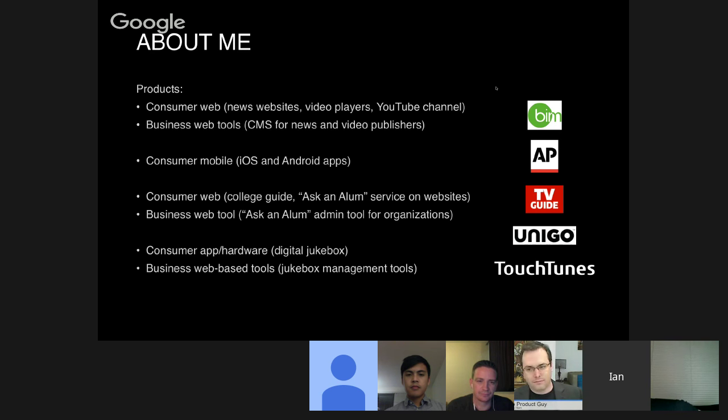So Broadcast Interactive and the Associated Press are the first two bullet points. I was working on consumer web, news websites, video players, and then the back end tools that support those front end experiences. At TV Guide, just consumer mobile, so it's just working on mobile applications, which is really probably the simplest ecosystem I've worked on, where it's basically just our users and us. Other things are a little more complicated.